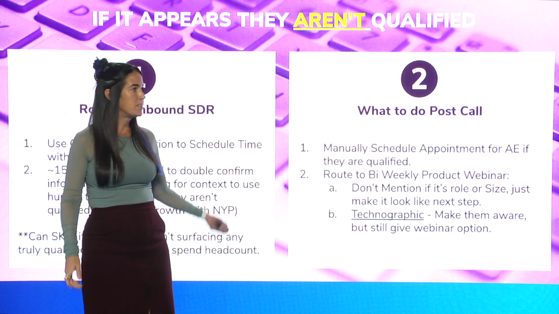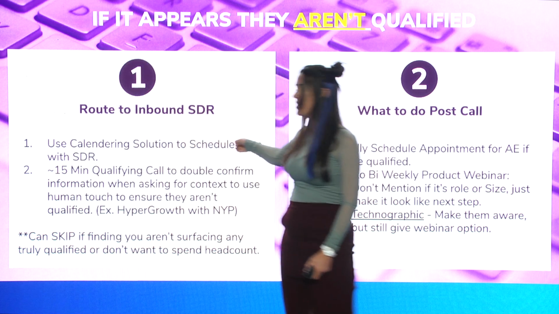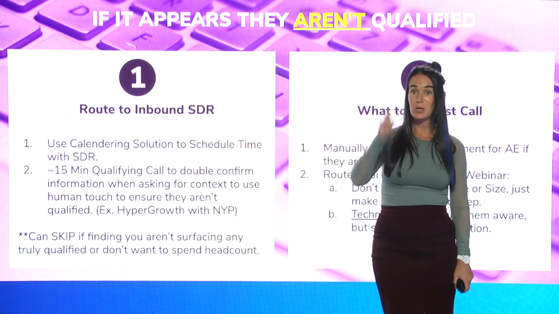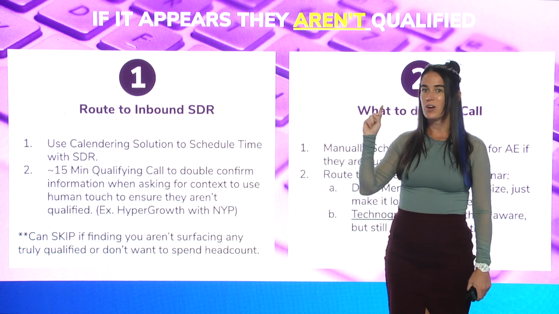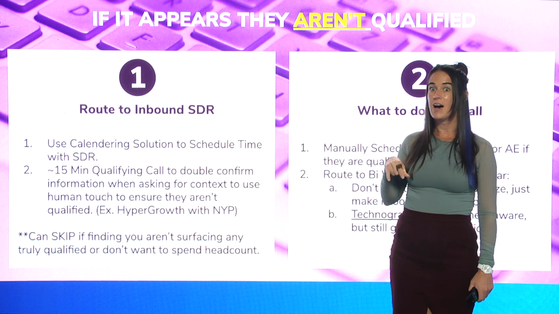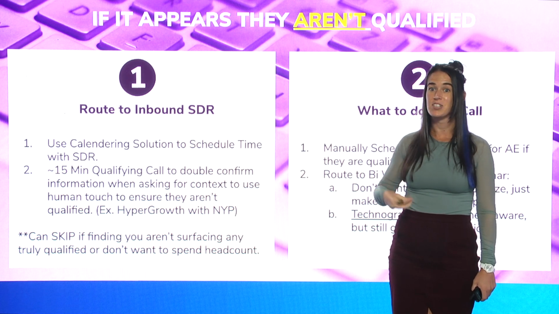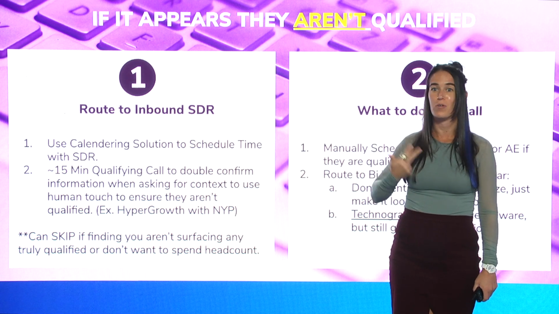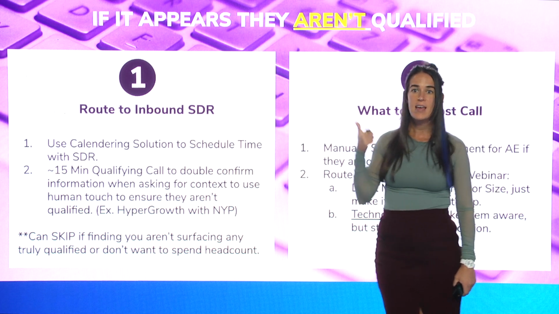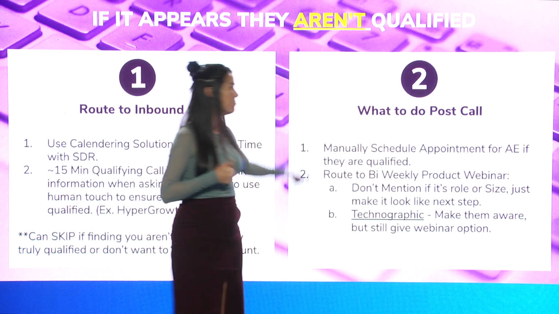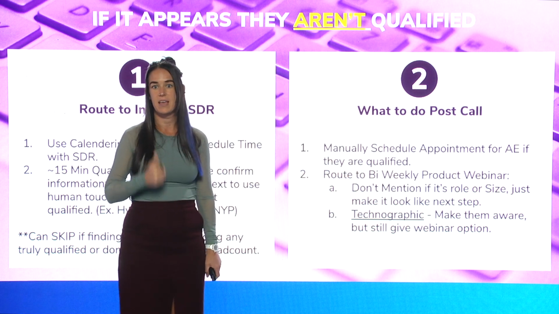So let's pretend that they went to that 15-minute call with the SDR. I looked unqualified on paper. I scheduled a time with the SDR. I got on the phone and basically I was qualified. I was that agency that's working with Cloudflare, Tableau, and Oracle. So I looked unqualified on paper, but I actually truly am qualified. At that point, you can have the SDR manually schedule the appointment with the AE.